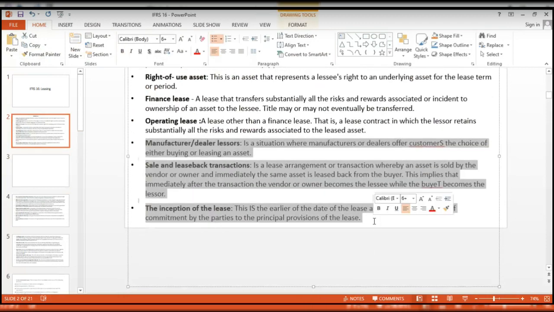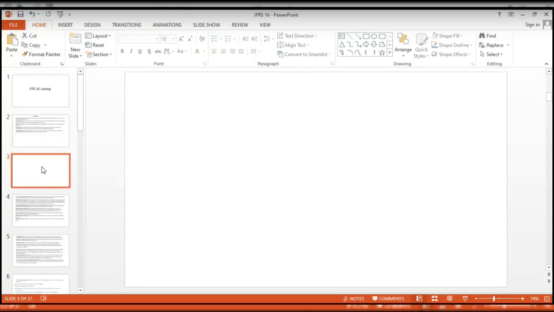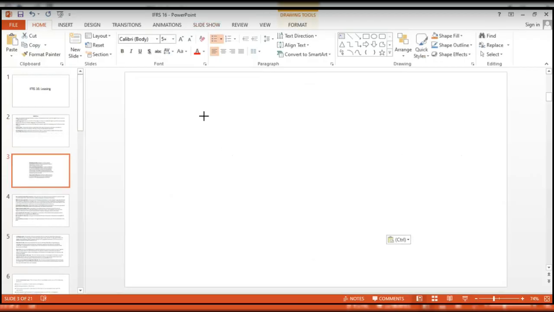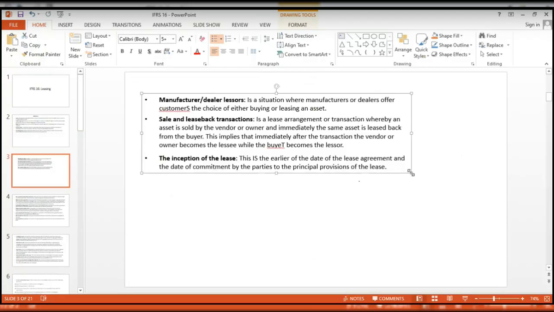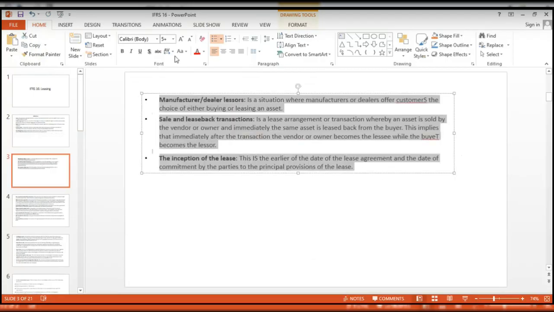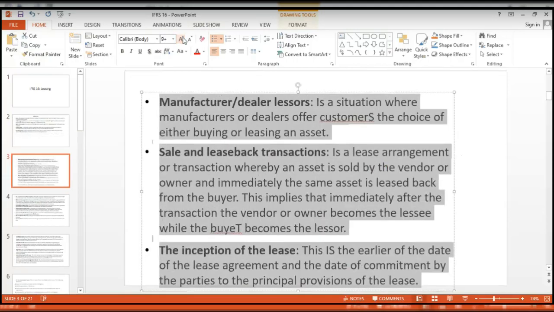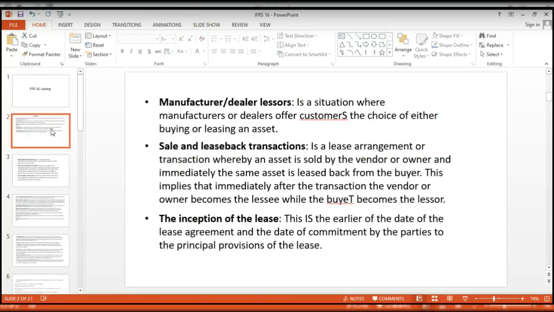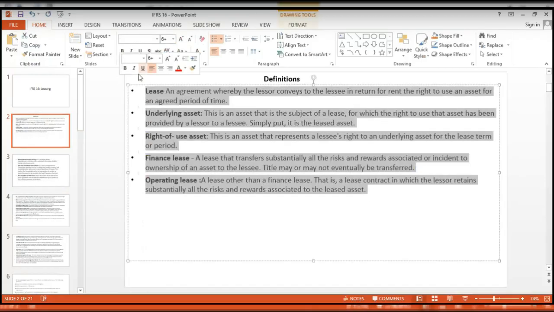Let me just cut some things off here, put it here, so that we have. I want it to be bold so that you can see very clearly what we are talking about. Sorry, and this also.